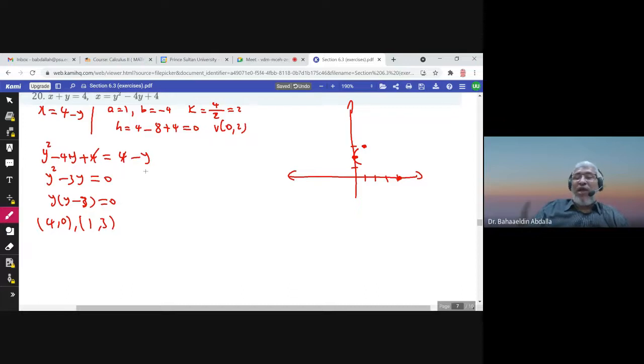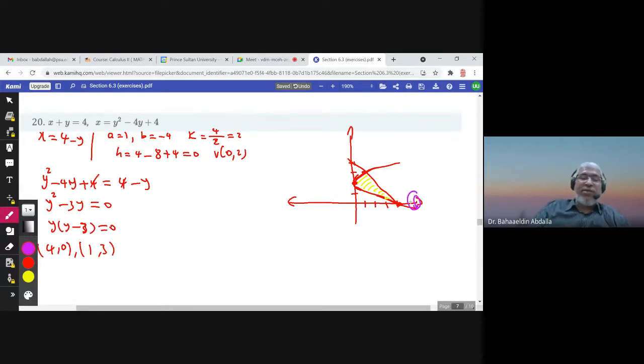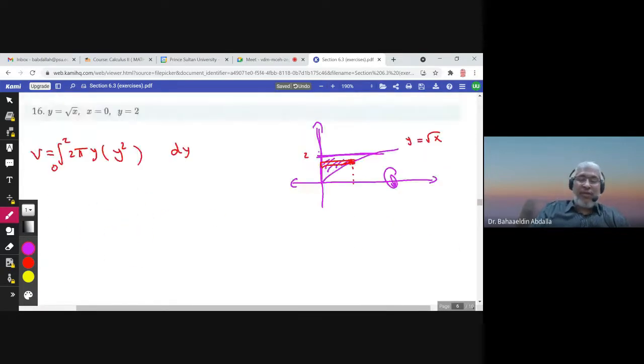Well, to graph the line, I need 2 points. Also, if you put x equals 0, y would be 4, so it will pass by this point. So this is the graph of the line, okay? And the parabola will intersect it here and here at this point. So the region enclosed by these two, the parabola and the line, is this one. And we need to rotate this region about the x-axis. All of these questions are about the x-axis. Yes, the x-axis. All right.